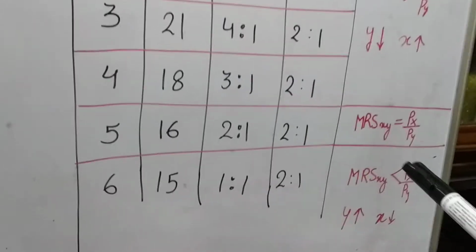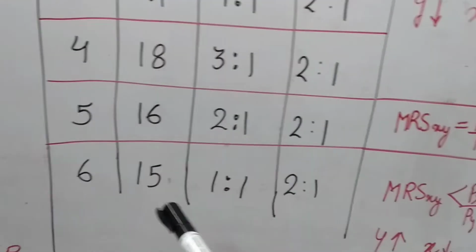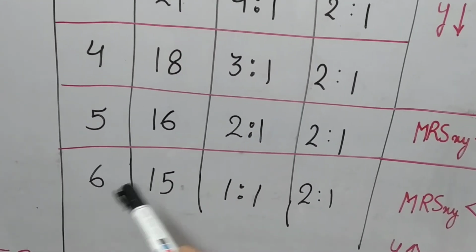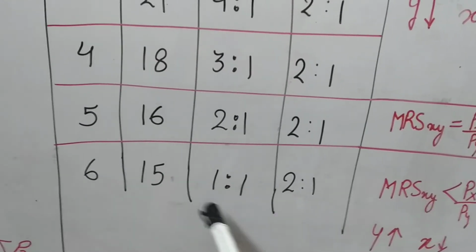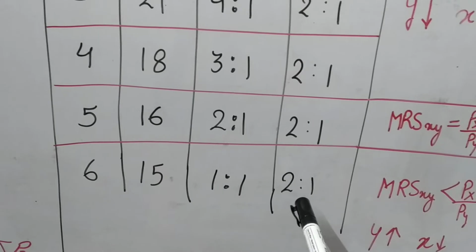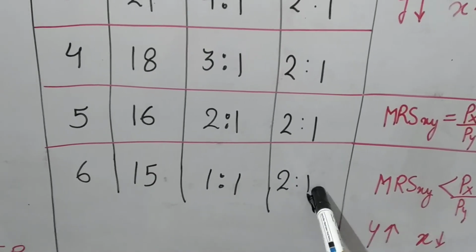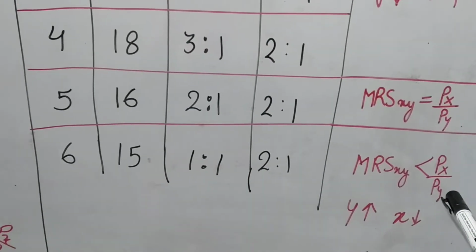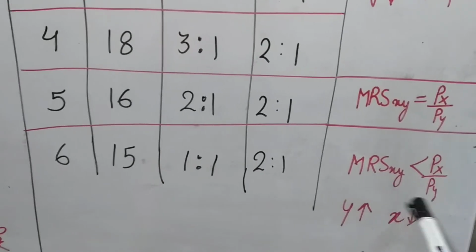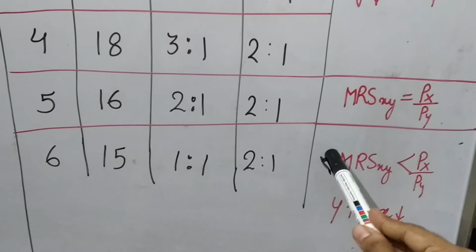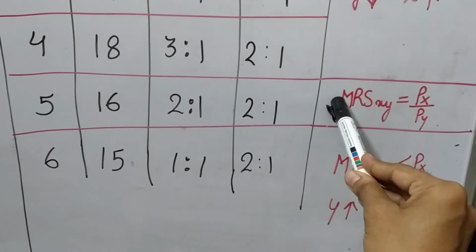Now come to the third disequilibrium condition. Like if he consumes 6 units of the X commodity and 15 units of the Y commodity, at that point his MRS of XY is 1:1 and his Px upon Py is 2:1. So Px upon Py is greater, 2:1, and MRS of XY is only 1:1. So this is also a disequilibrium condition. Again he has to reach up to here.